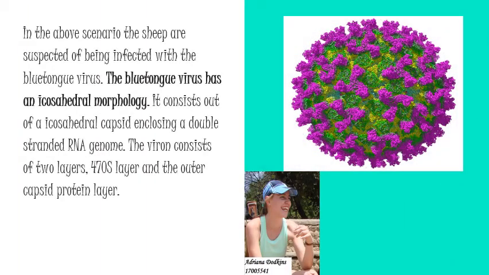The blue tongue virus has an icosahedral morphology, consisting of an icosahedral capsid enclosing a double-stranded RNA genome.